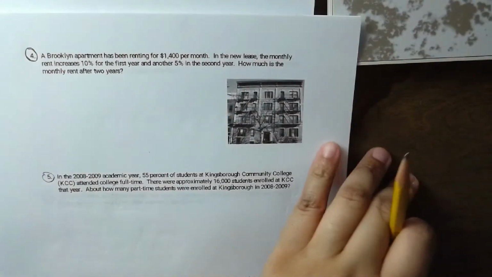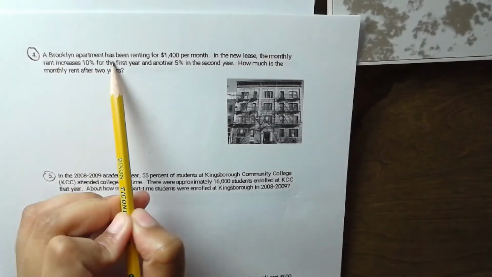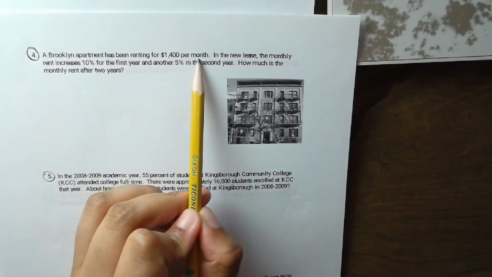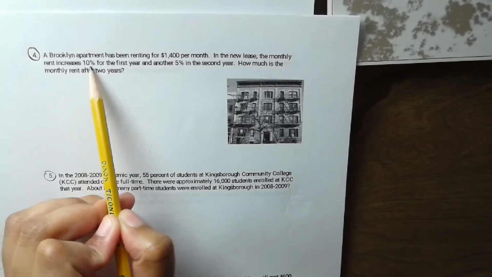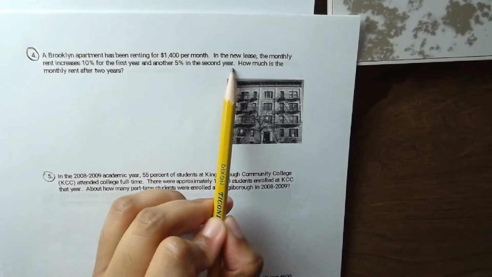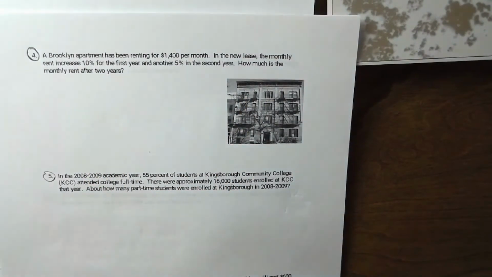Okay, so now we're looking at question number 4. Question number 4 says a Brooklyn apartment has been renting for $1,400 per month. In the new lease, the monthly rent increases 10% for the first year and another 5% in the second year. How much is the monthly rent after 2 years?